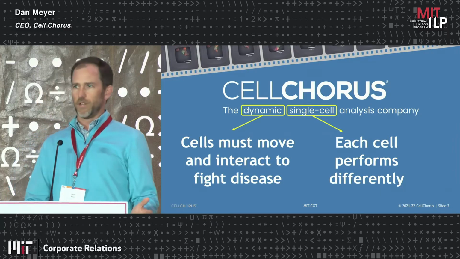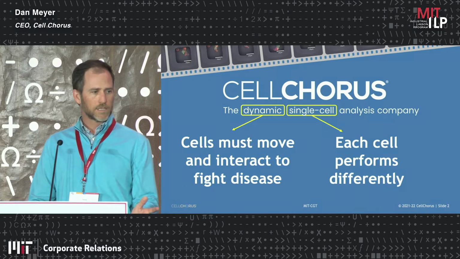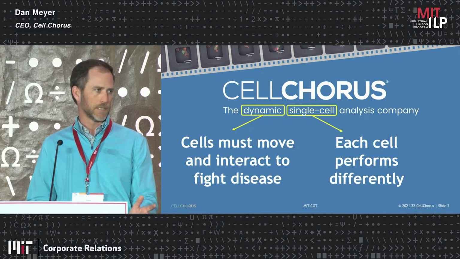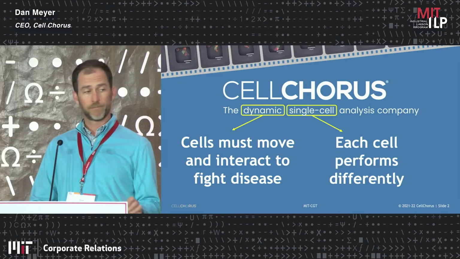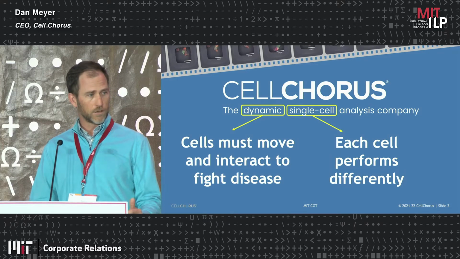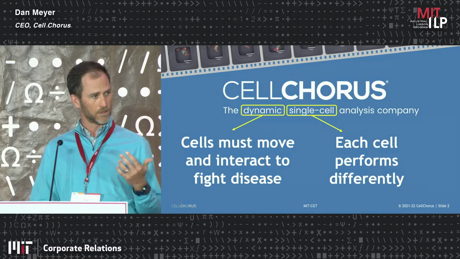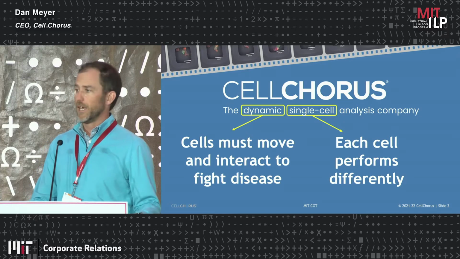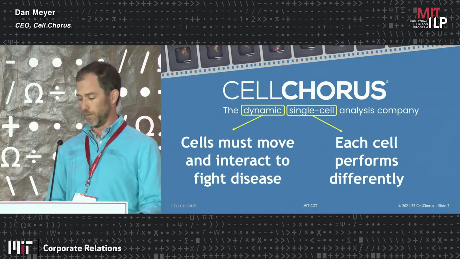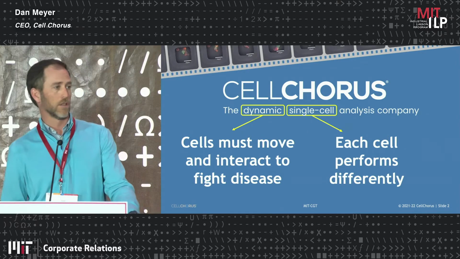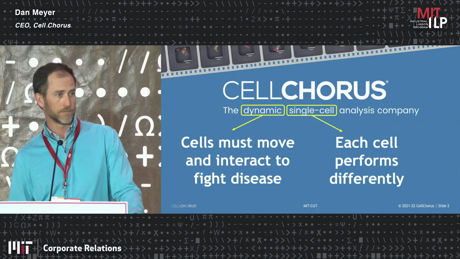So as we increasingly rely on cell-based therapies, it's important to remember that, number one, cells have to move and interact to fight disease. And in a given population of cells, there are important differences. So it's not sufficient for us to look at a large number of cells in bulk. It's not sufficient for us to look at cells at a single point in time. And it's not sufficient to look at individual cells over time if we're only looking at a small number. We need to be able to evaluate a large number of cells over time at single cell resolution.